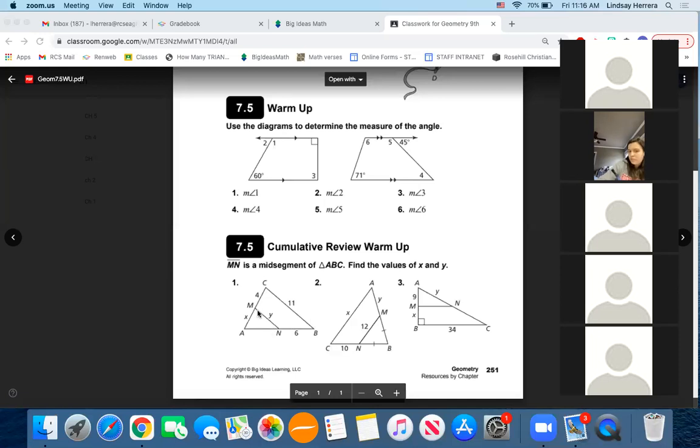We also know that the mid-segment is half the value of the base, correct? So therefore, Y must be half of 11. What was number 6 again? Number 6, you need to add up angle 5, 4, and 71 and subtract from 360. It's 109.